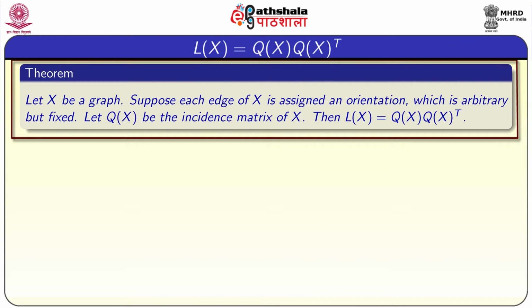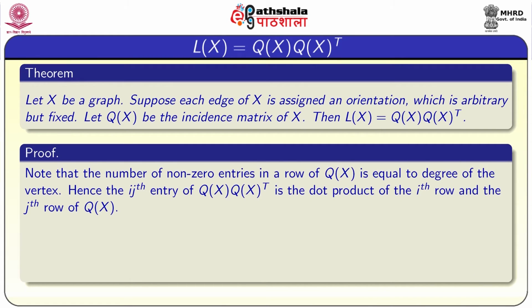Now we are going to prove an important result which relates the Laplacian matrix of a graph with the minus 1, 0, 1 incidence matrix of the graph X. Let X be a graph. Suppose each edge of X is assigned an orientation which is arbitrary but fixed. Let Q(X) be the incidence matrix of X, then L(X), the Laplacian matrix of X, equals Q(X) times Q(X) transpose.